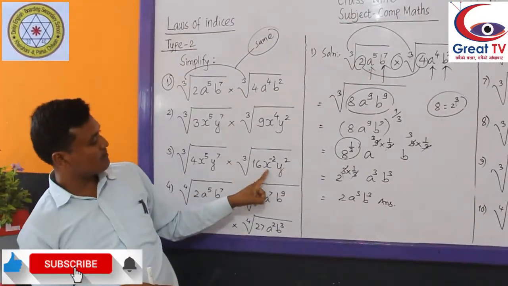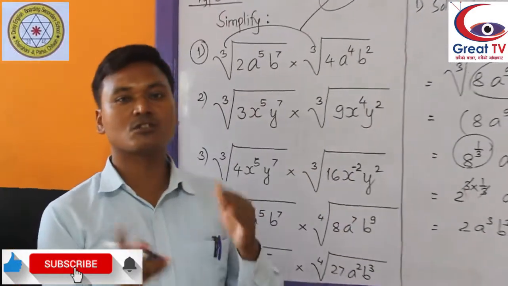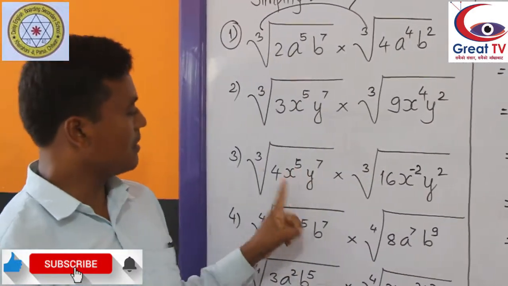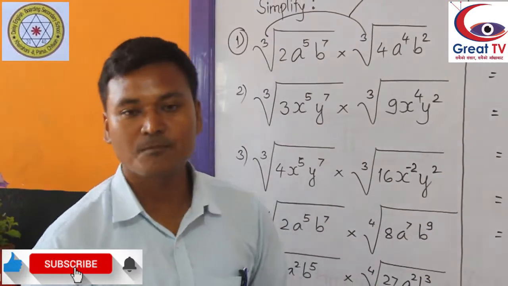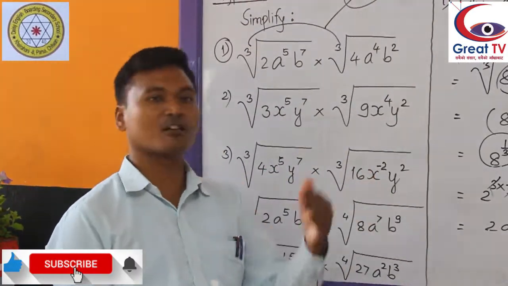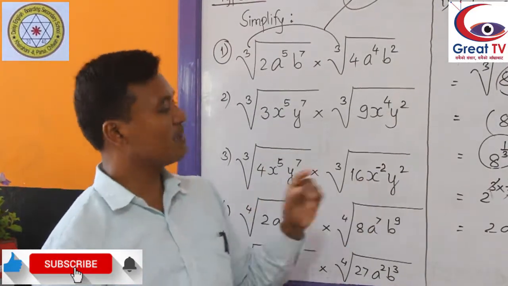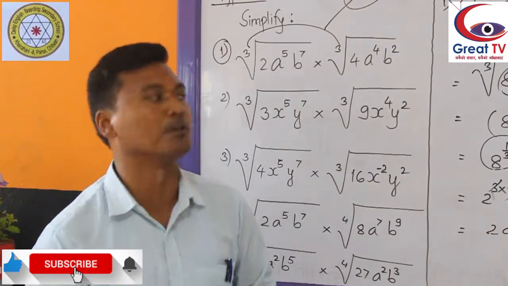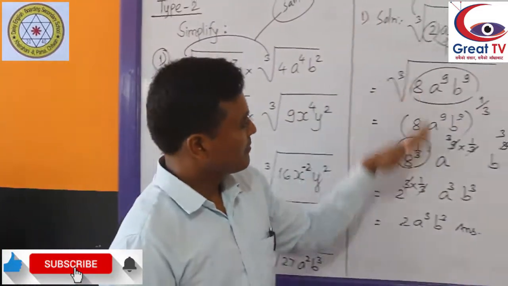Here in this problem, I have written x to the power minus 2. Don't get confused here. If there is a minus power, use the same concept in multiplication. We have the powers; here is a minus power. Be careful. X to the power 5 when multiplied by x to the power minus 2 gives x cube.